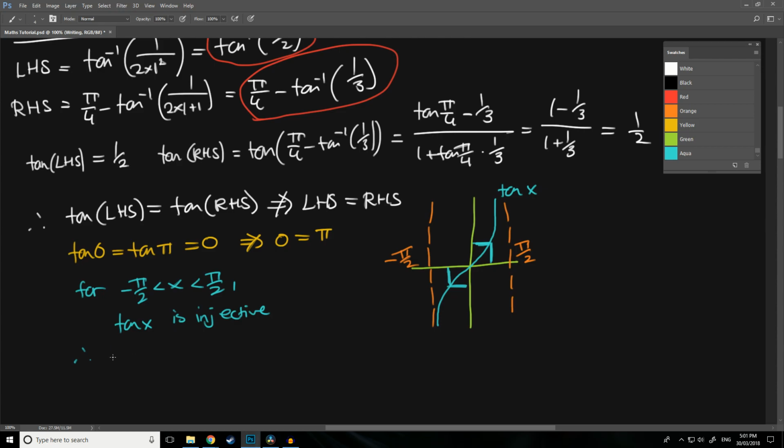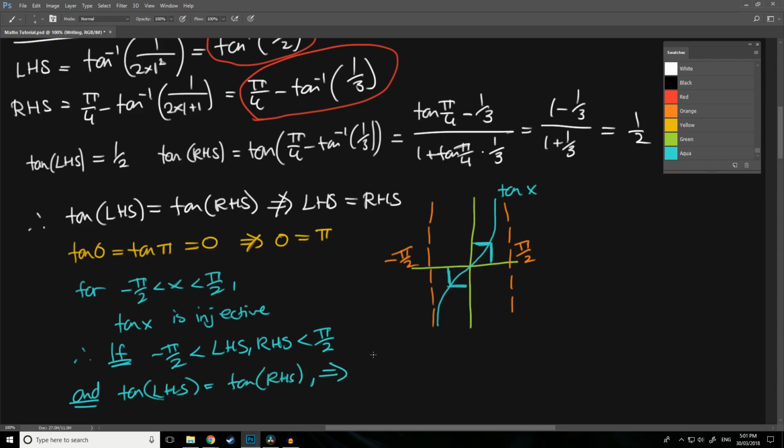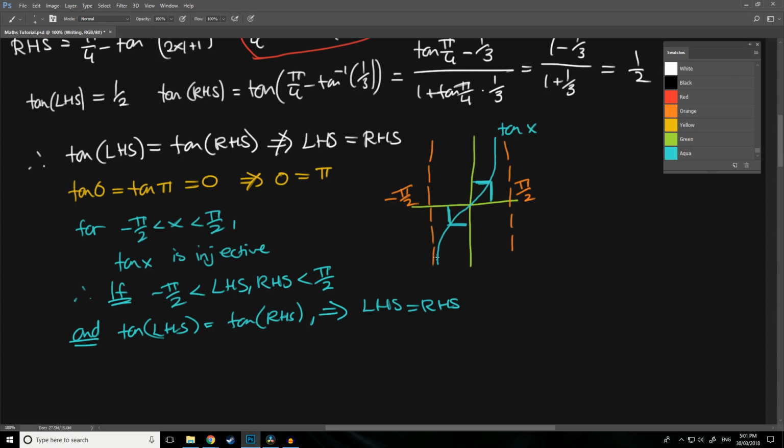Therefore, if minus pi on 2 is less than left-hand side and right-hand side, and that's less than pi on 2, and tan left-hand side equals tan right-hand side, this implies that the left-hand side equals the right-hand side because of that injectivity I was talking about. So now we just have to show this thing.